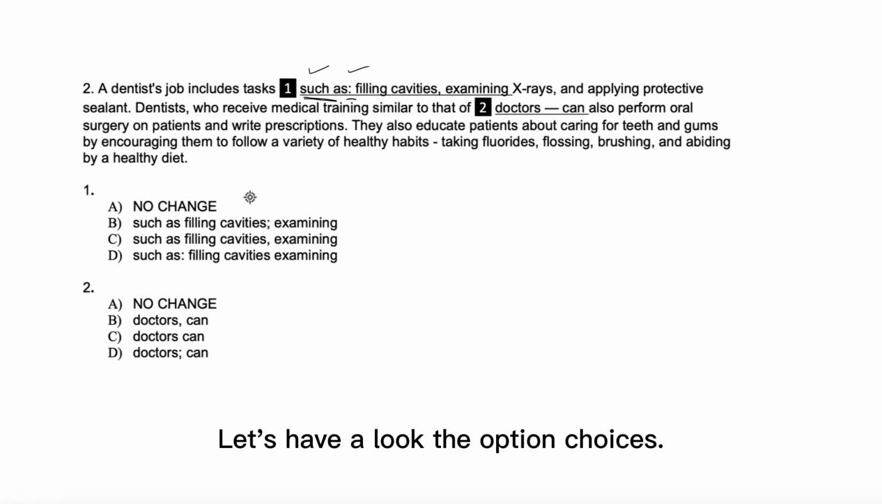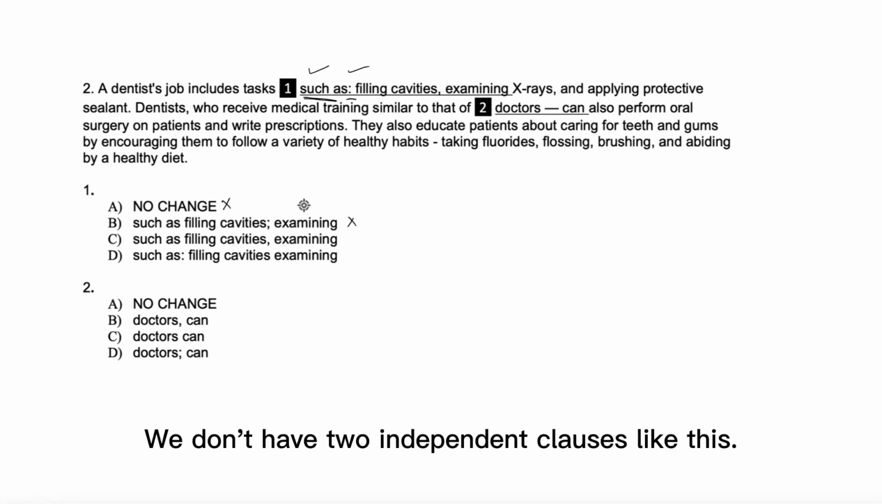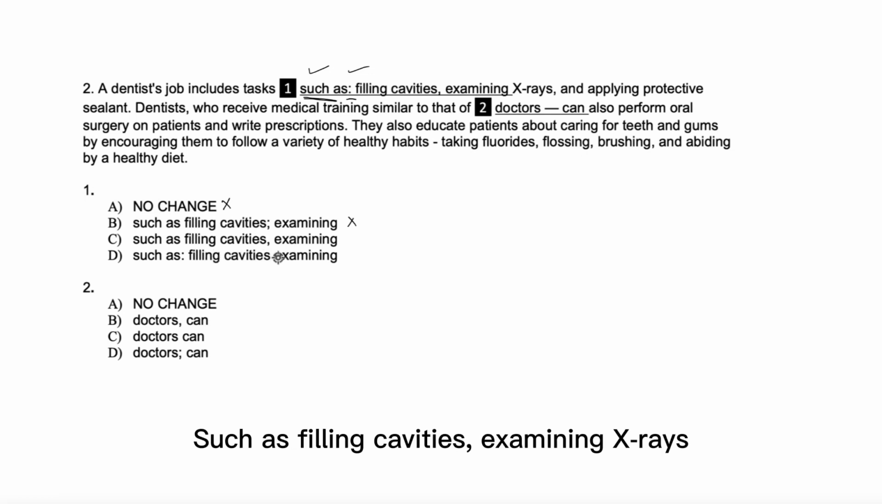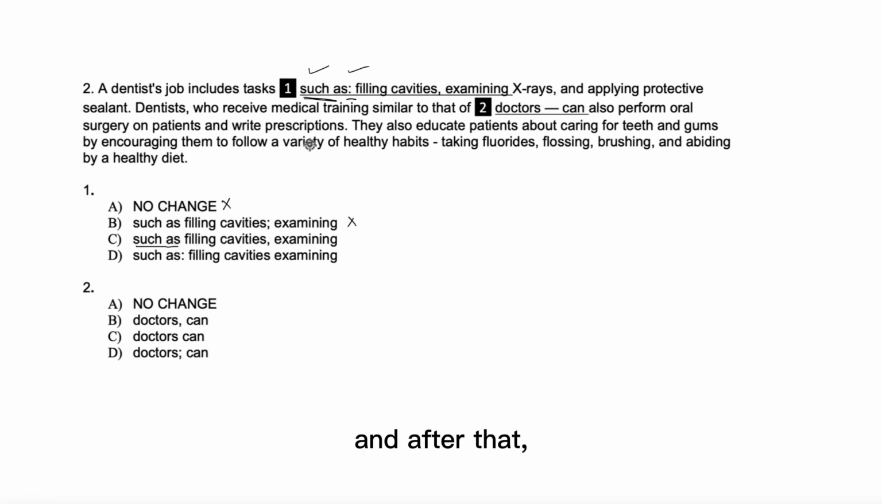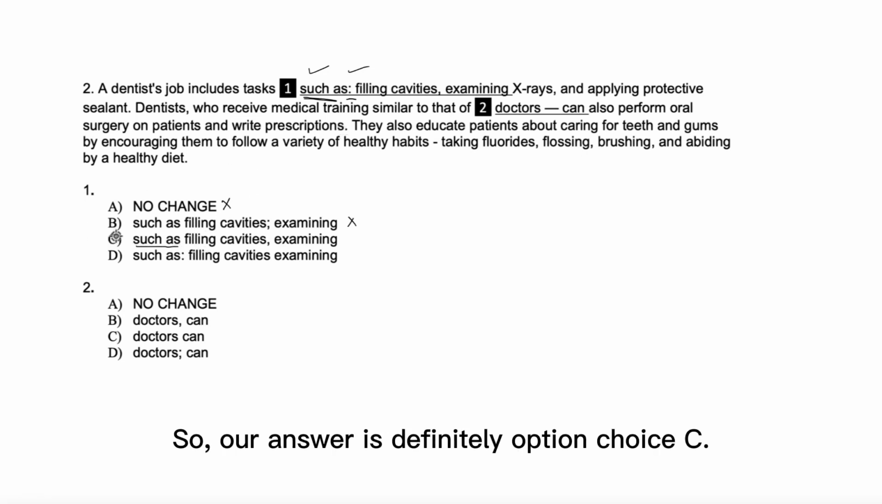Let's have a look at the option choices. Okay, A is definitely wrong. Such as filling cavities, no, this is definitely wrong. We don't need a semicolon. We don't have two independent clauses like this. Such as filling cavities, examining x-rays, yes, this makes perfect sense. You have got this transition word, and after that you don't need a colon. So our answer is definitely option choice C.